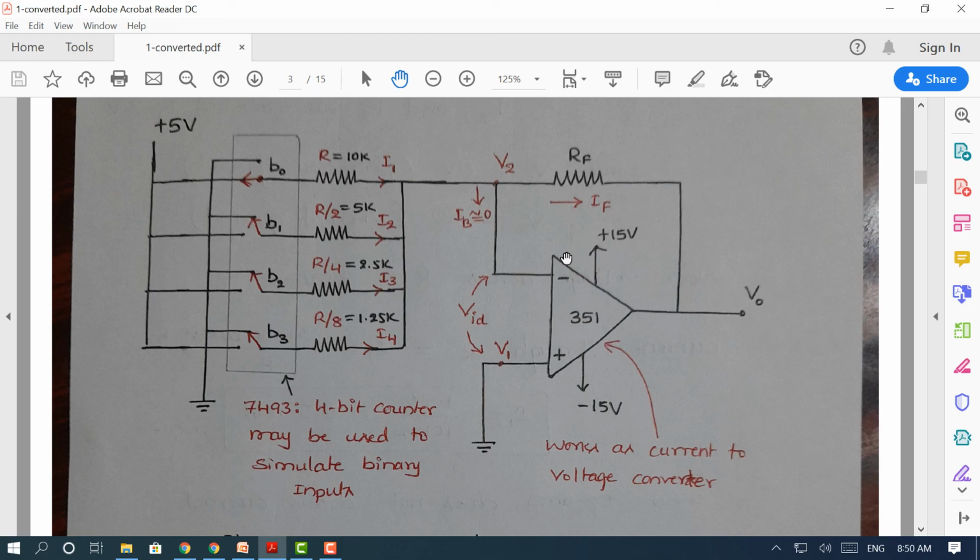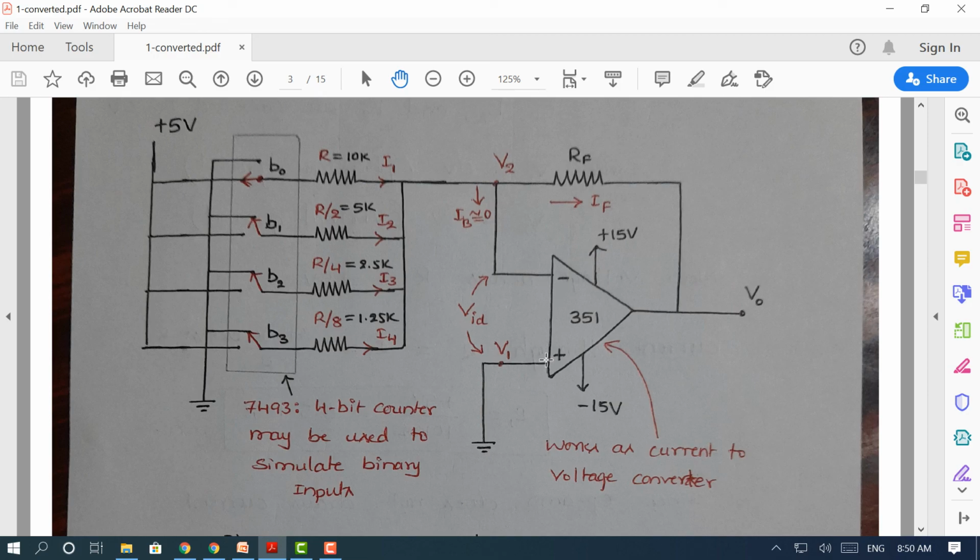And the op-amp used is not the μA741, it is μA351. It is more efficient than the μA741. So 351 is the op-amp widely used because it overcomes a few drawbacks of μA741. The op-amp is used in ideal mode, therefore the op-amp doesn't draw any current since we assume that input impedance is very high, so the current going into the op-amp is 0.